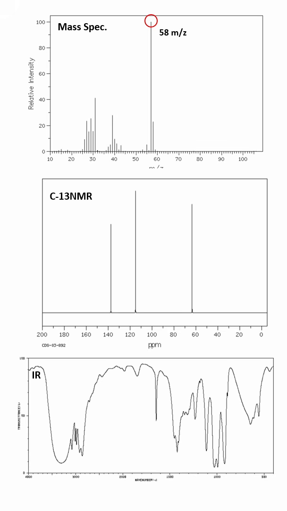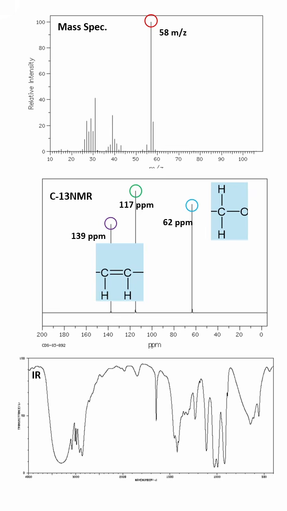We can see that we have three unique carbon environments because we have three distinct peaks. There is one peak at 62. That's most likely from a carbon that's attached to a single bond oxygen. And we have two peaks between 100 and 140, which most likely arise from a carbon double bond carbon.